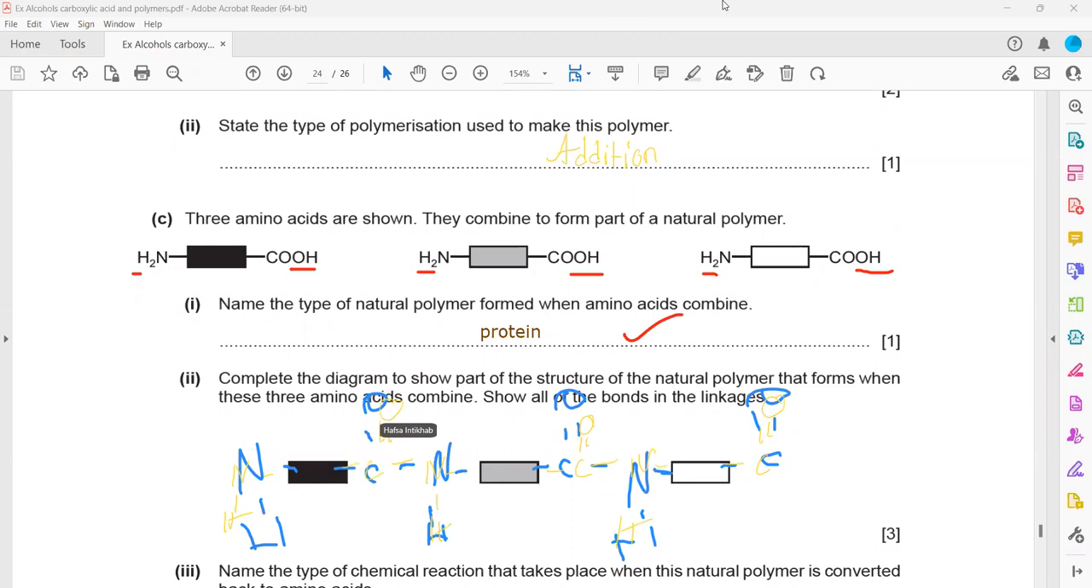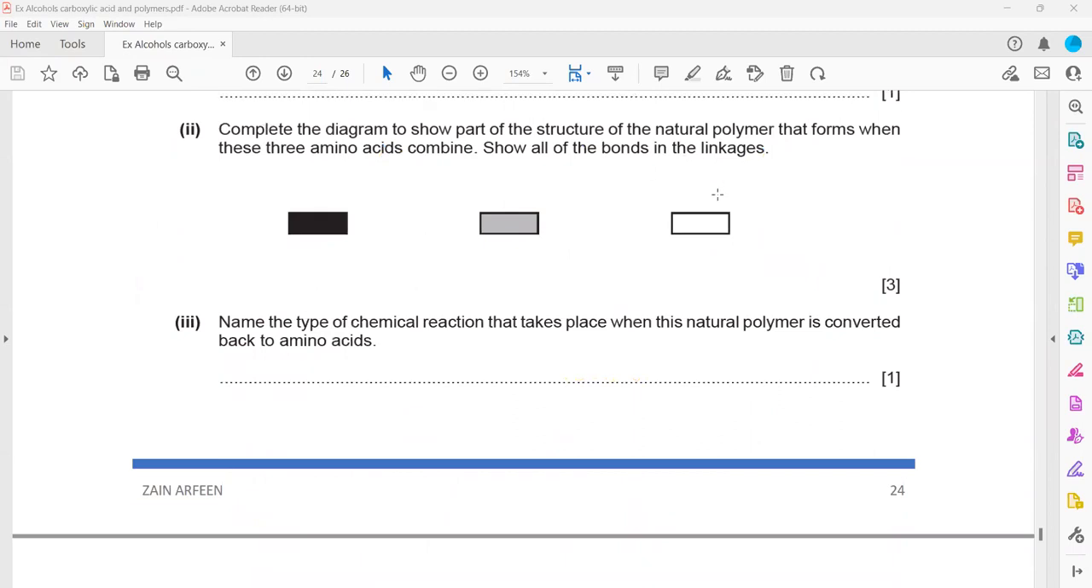Yeah. Then we have the next question. Name the type of chemical reaction that takes place when natural polymers are converted. Hydrolysis, we call it.